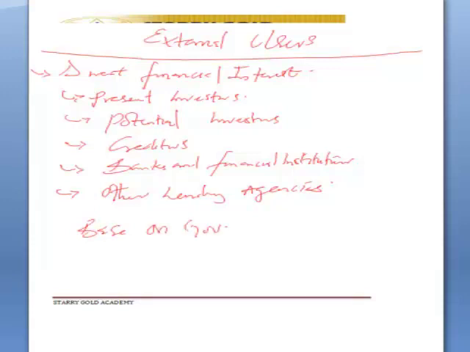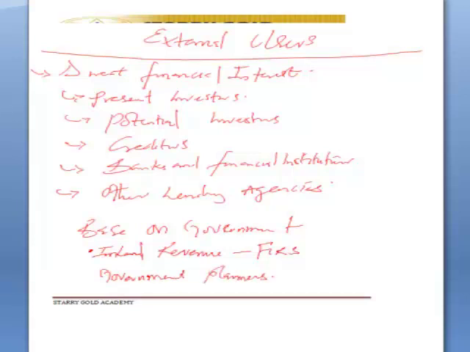Then external users based on government. Government is an external user. And here we'll talk about the inland revenue services. In Nigeria here, we will call it what? The FIRS, Federal Inland Revenue Service. Okay. And the other tax authority. They talk about government planners. The economic planners, they also have interest in the financial statement of a reporting entity.